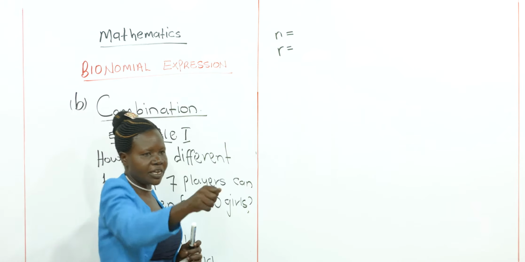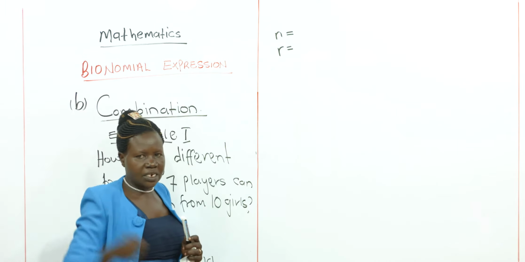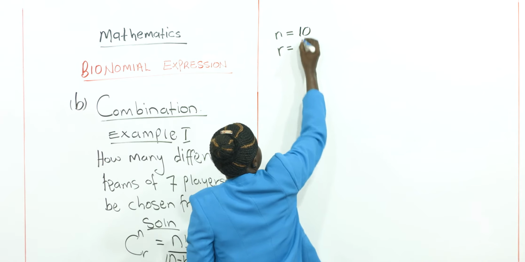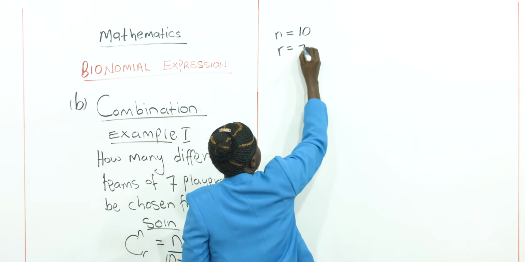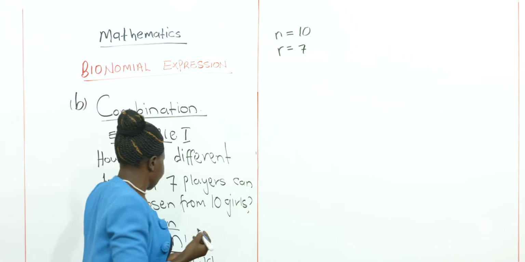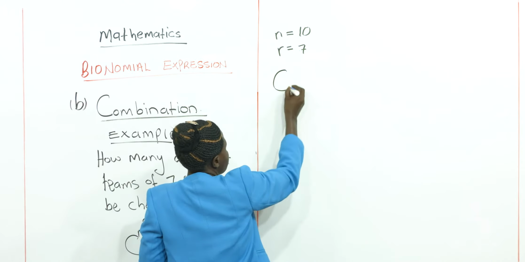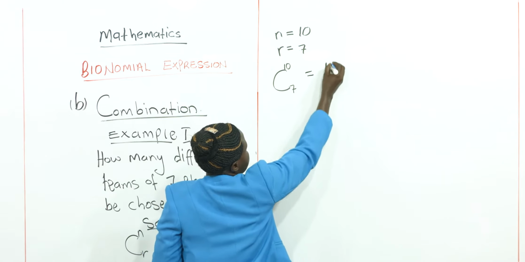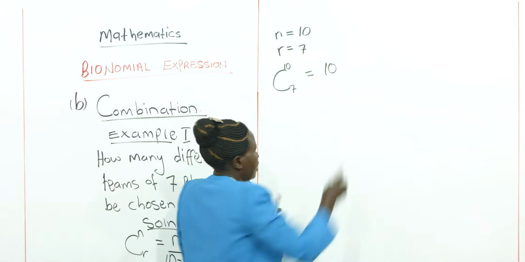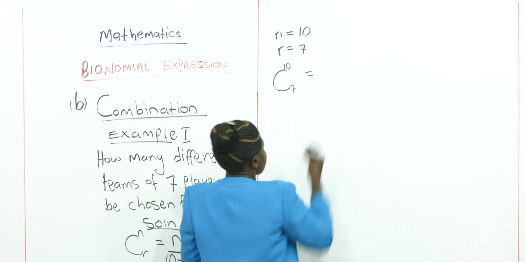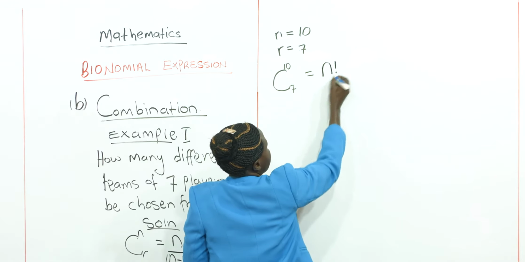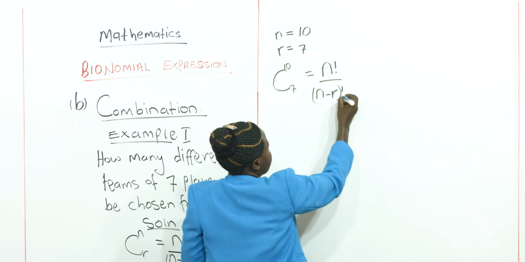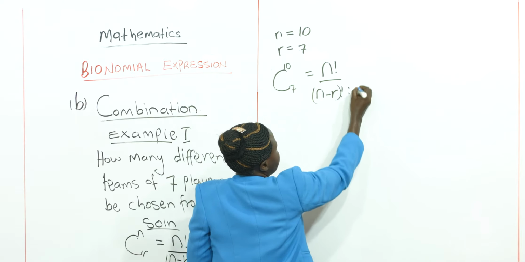7 times. You select the first girl, you select the second, you select the third, until you come up with the number of 7. So you will have here 10, and here 7. Now from there we can substitute into our formula. So you say C raised to 10 and base 7 equals n factorial over n minus r factorial times r factorial.